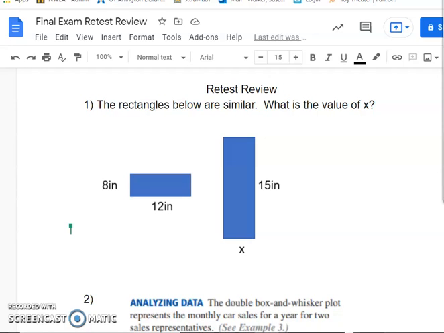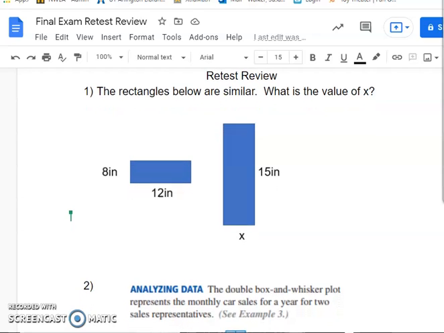Hey everyone, we are going to review for the retest of our final exam, which we will have tomorrow. So number one, I tried to pick out the problems that I felt we missed more. One of them was number one. These are similar figures. What is the value of x?